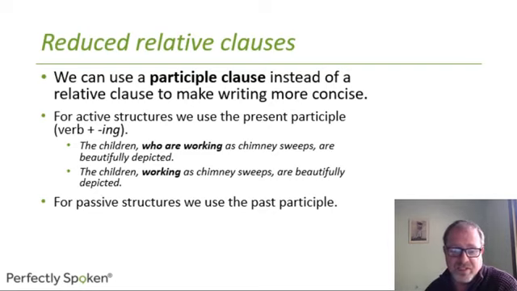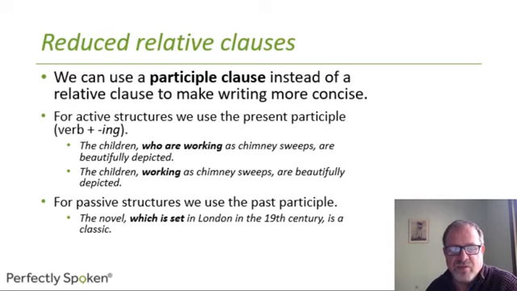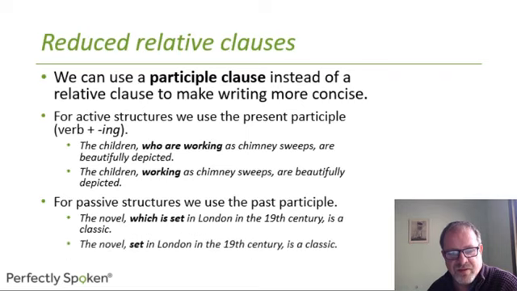Obviously, this is verb plus ed if it's regular. If it's irregular, there's the famous third column in your list of irregular verbs. So here's an example. The novel, which is set in London in the 19th century, is a classic. So we remove the relative pronoun and the verb to be. The novel set in London in the 19th century is a classic.